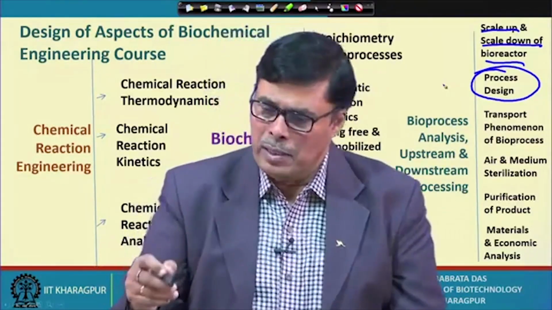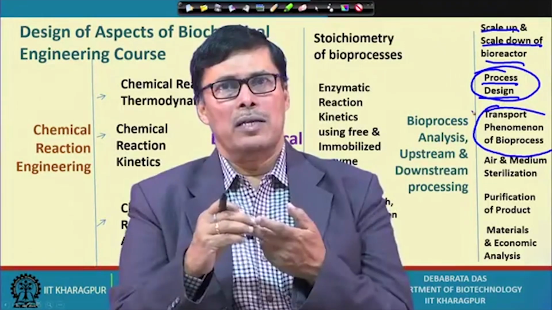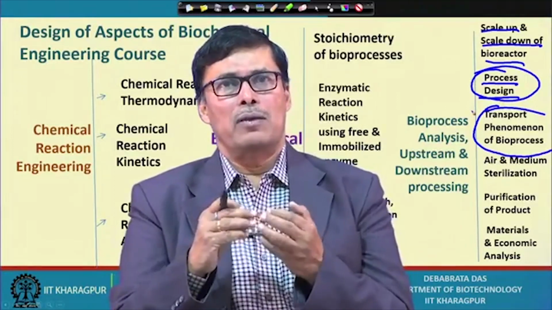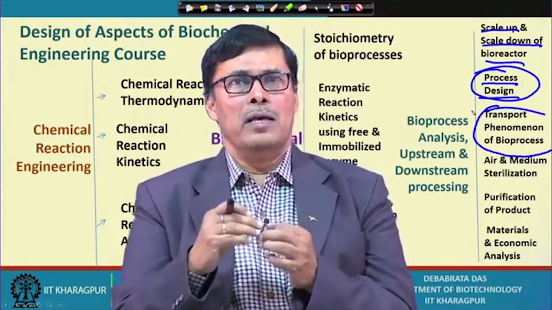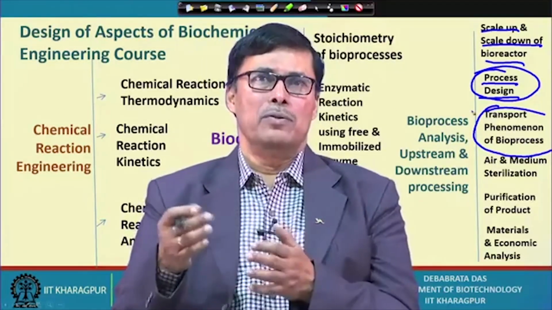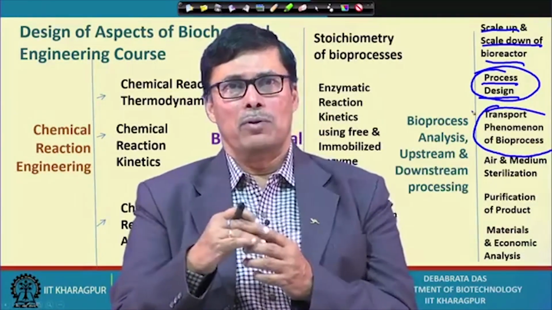So we try to discuss what the parameters are, and how you can monitor different parameters for the process design. And after having this idea, we discuss the transport phenomena of the bioprocess. We try to discuss three different types of transport phenomena: one is momentum transfer, another is heat transfer, and there is mass transfer. All of these play a very important role. For example, momentum transfer is something similar to fluid dynamics, where the mixing characteristics of the fluid play a very important role.